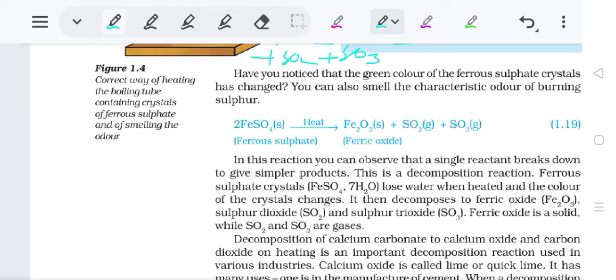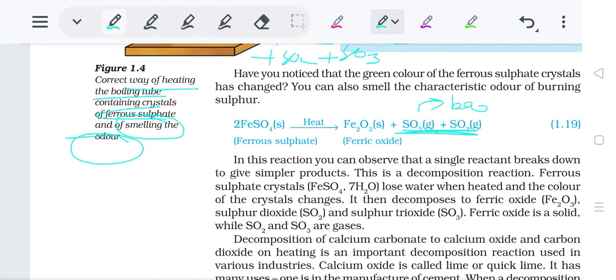Here you will be heating the boiling tube containing crystals of ferrous sulfate, and there is a smell. These two gases smell really bad, and you can get this smell when you smell it. Don't take the test tube too near, but if you wave your hand towards your nose, you can get a little hint of what that is.